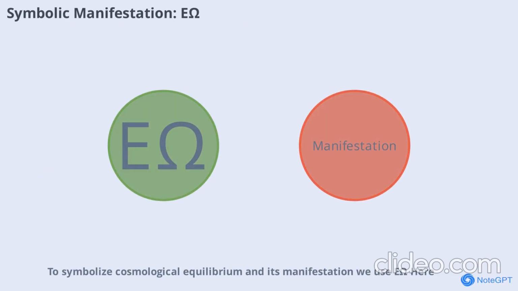To symbolize cosmological equilibrium and its manifestation, we use omega. Here E stands for equilibrium and omega represents the totality of existence.